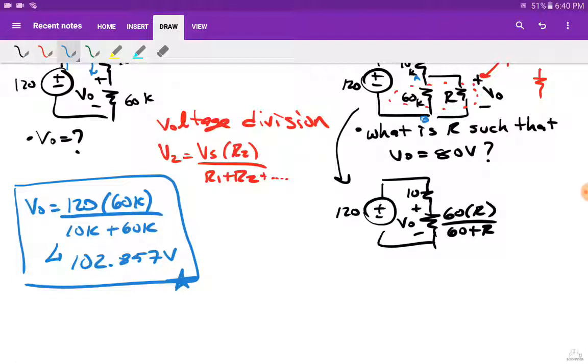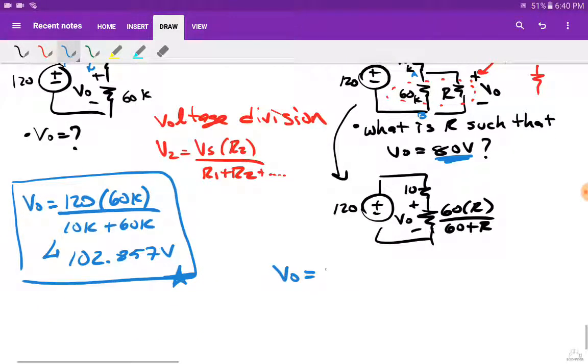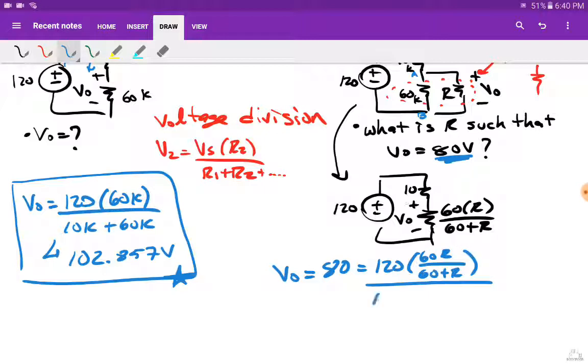So with that being said, I now have V out. It's fresh. It's not going to be 102 point something anymore, because this is no longer 60. This is some conglomerate mess that I'm looking to get. V out, which was what they told us, is 80. V out is 80, and that equals the source, which is 120, times the resistor of interest, which is 60 times R over 60 plus R, divided by 10 plus this right here, 60 times R over 60 plus R.